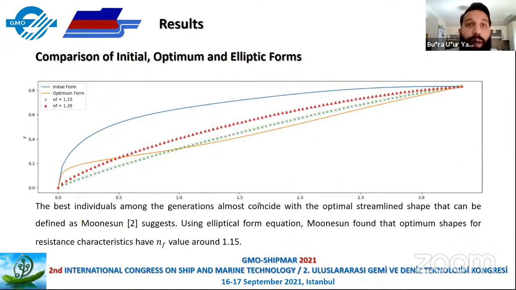This figure shows the best individuals among the generations almost coincide with the optimal streamline shape that can be defined as Munk suggests. Using the elliptical form equation, Munk found that optimum shapes for the resistance characteristics have a value of n_f around 1.15, as you can see in the red and green dots in the plot. The optimum form found in the present study is shown as an orange line.